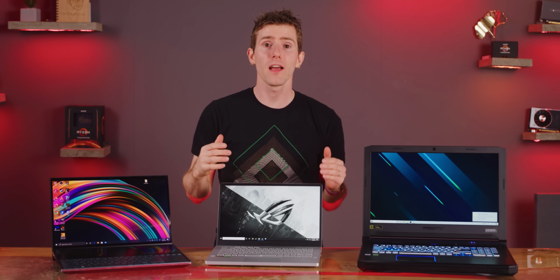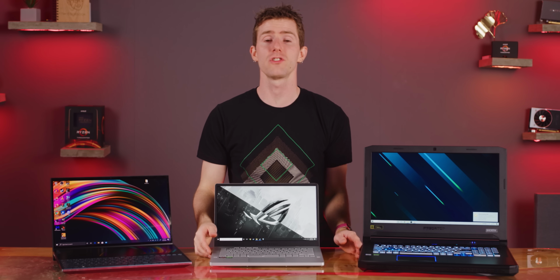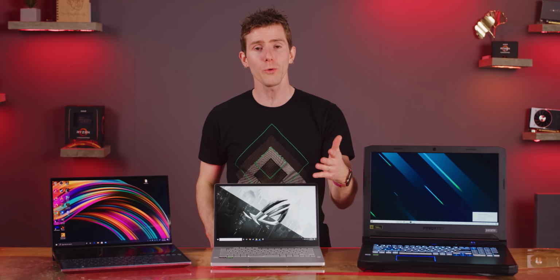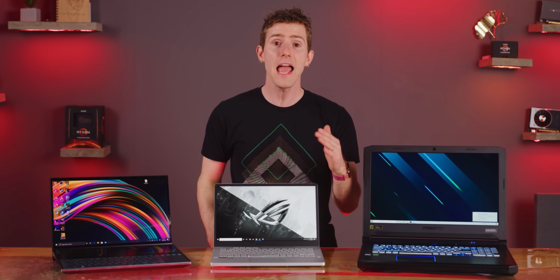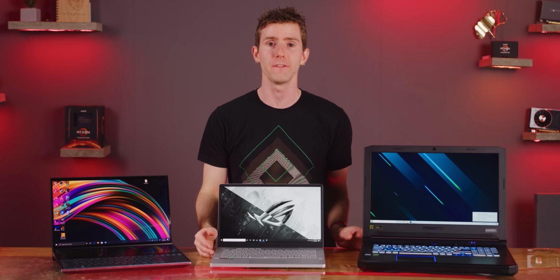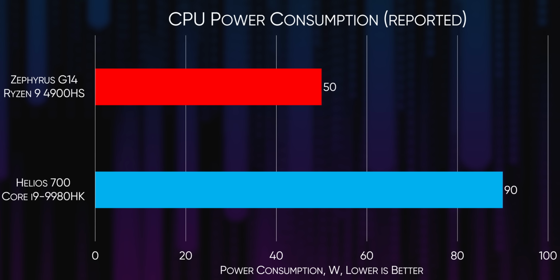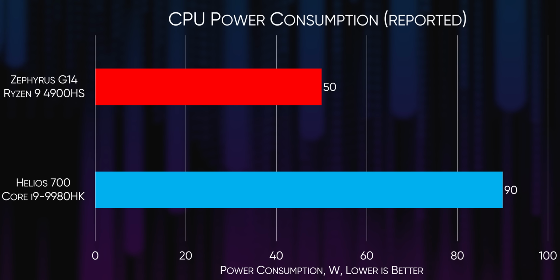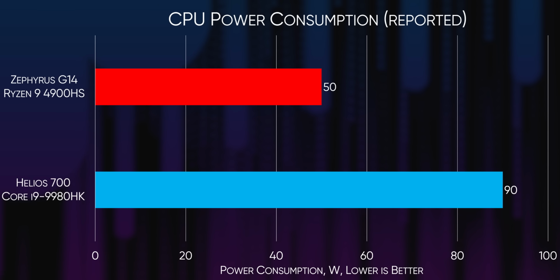Now, during our Blender BMW CPU render, the Ryzen 9 4900HS in the Zephyrus G14 reached a maximum temperature of 91.8 degrees, which is toasty, but not throttling. And it drew a reported average of about 50 watts. By comparison, our 9880HK in the Helios 700 hit 96 degrees and reported drawing about 90 watts. Think about that. The Intel chip needed 40 more watts of power and the winds of Boreas just to match AMD in performance.